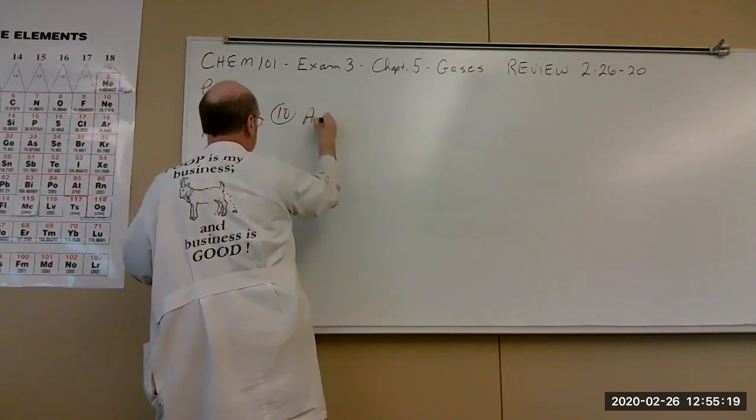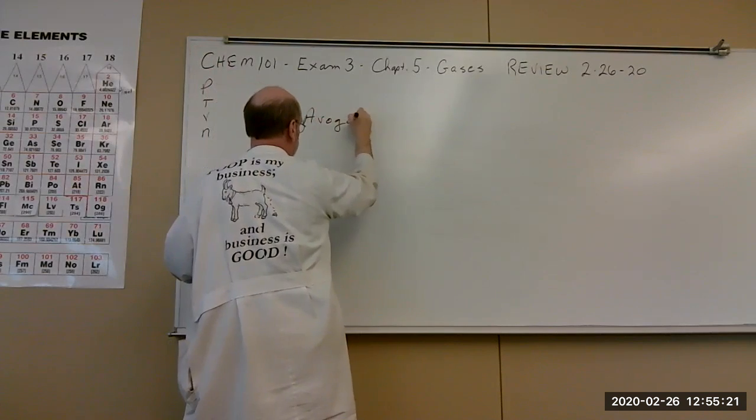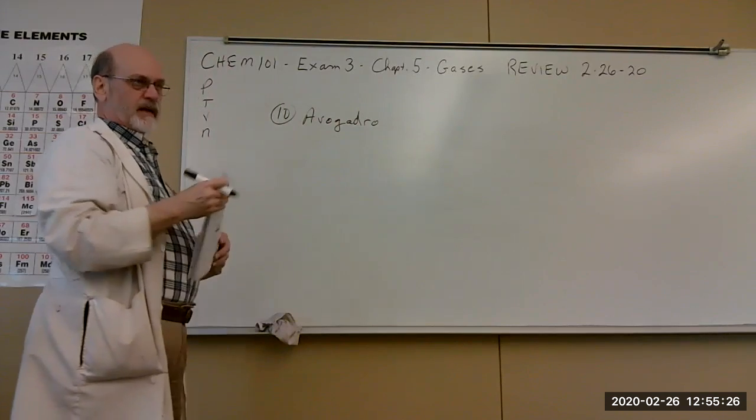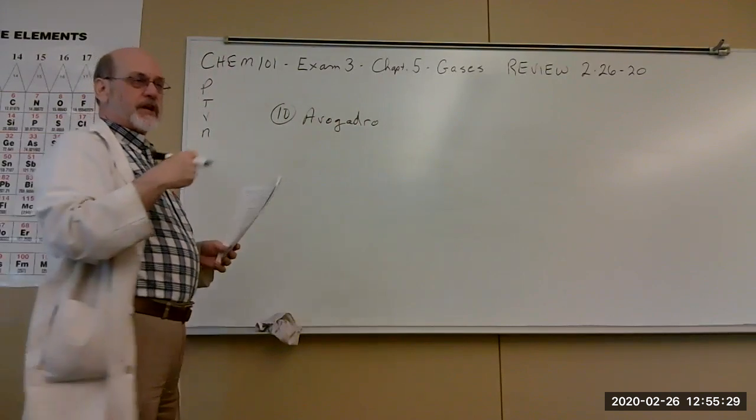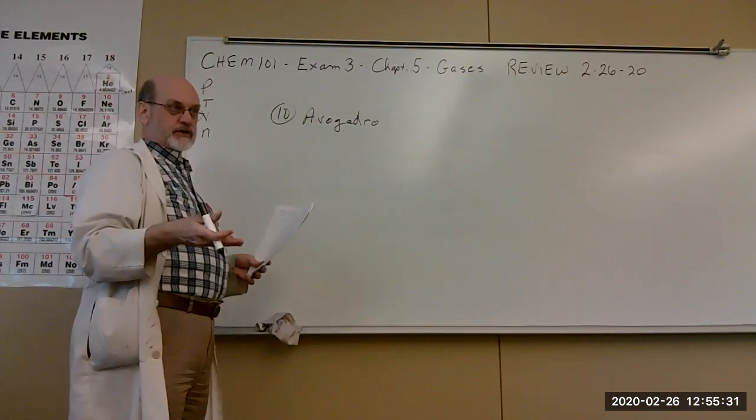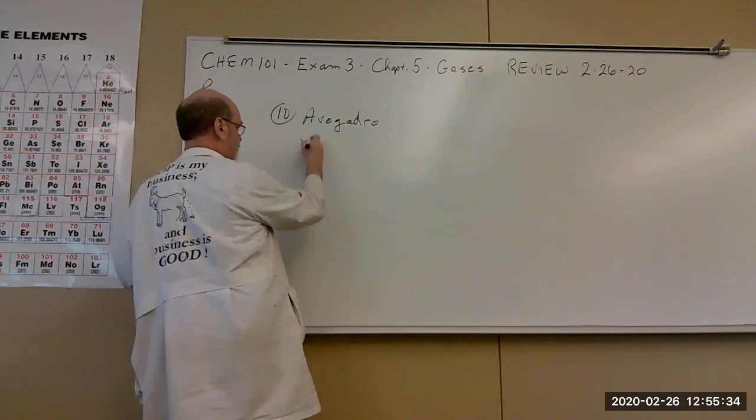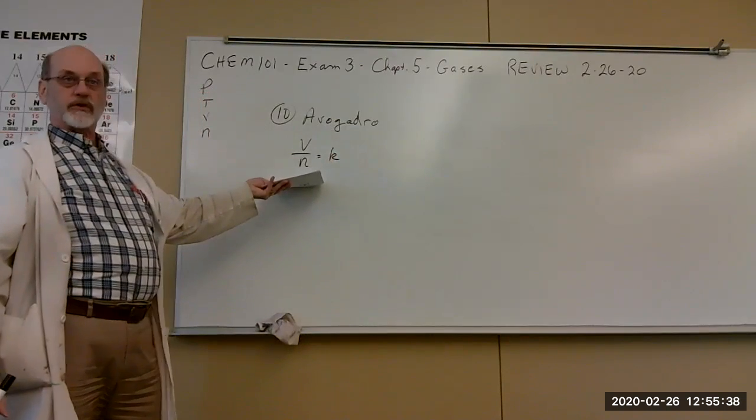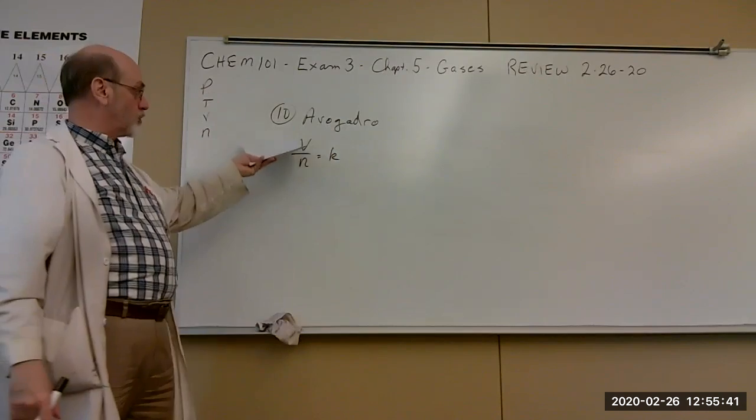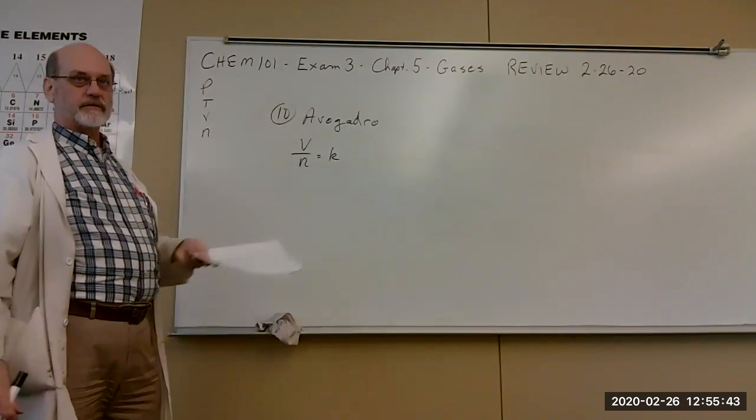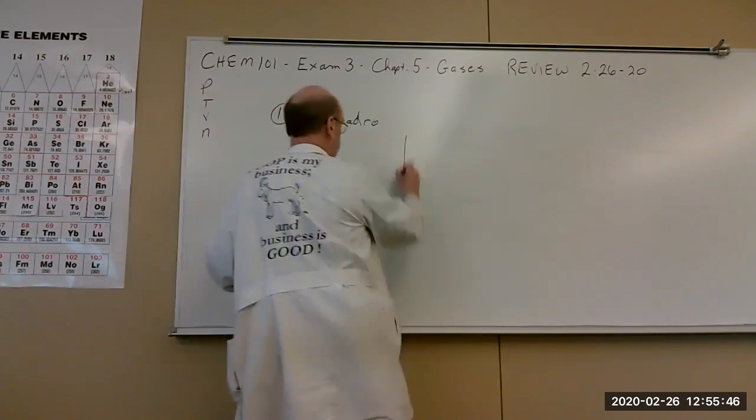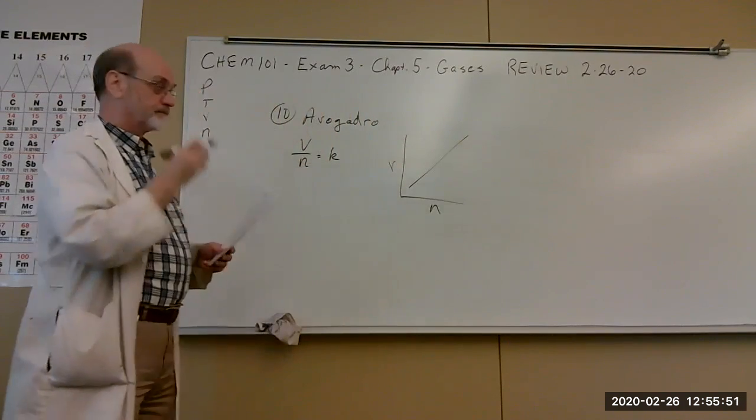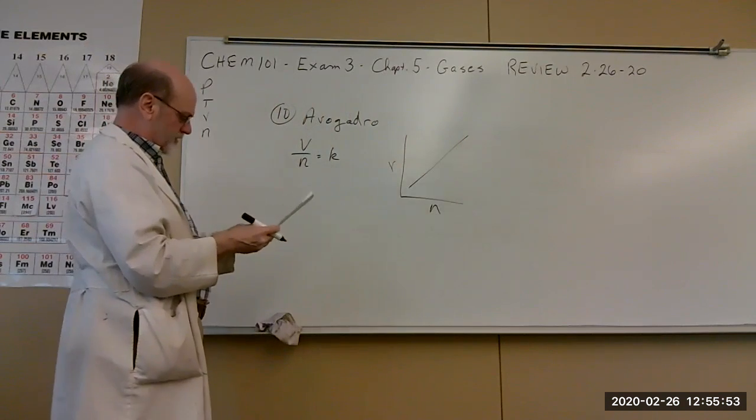This is Avogadro. What was Avogadro interested in? Avogadro was interested in the change in volume with a change in number of moles. So that one is a direct proportion. A quotient equals a constant, direct proportion. It would be graphed like that. Now let's look at our choices.